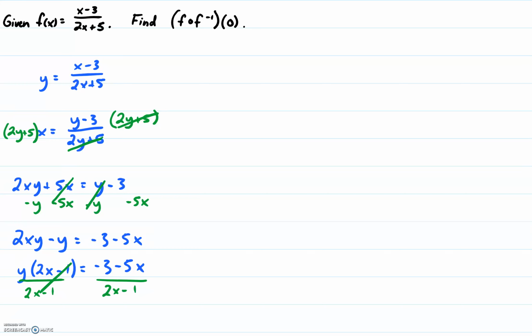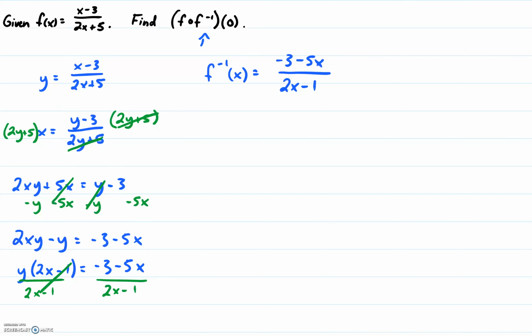So I'm just going to go ahead and rewrite that. Instead of y, I'm going to say that f inverse of x is going to be equal to (negative 3 minus 5x) over (2x minus 1). And so that's our inverse function. So that's kind of the first step. That's just figuring out what this inverse function is. But this problem wants us to go a step further. It wants us to find the f of the f inverse of 0.